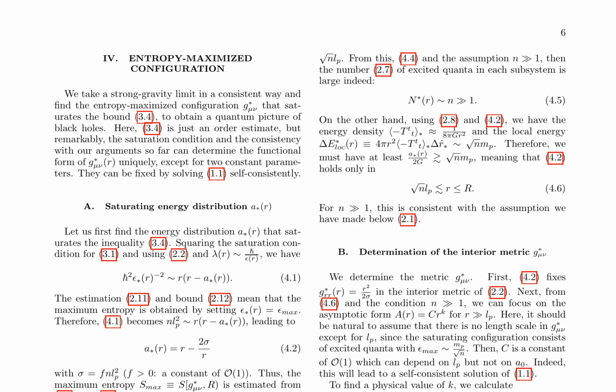In the strong gravity limit, the authors derive the entropy-maximized configuration of a black hole by finding the energy distribution, E*(R), that saturates the inequality 3.4. This leads to a unique functional form for E*(R), with two constant parameters, which can be fixed by solving equation 1.1 self-consistently.